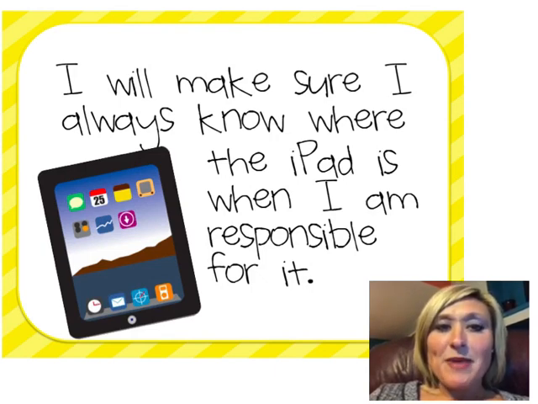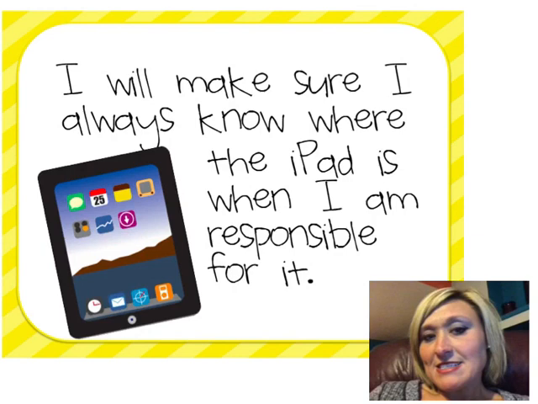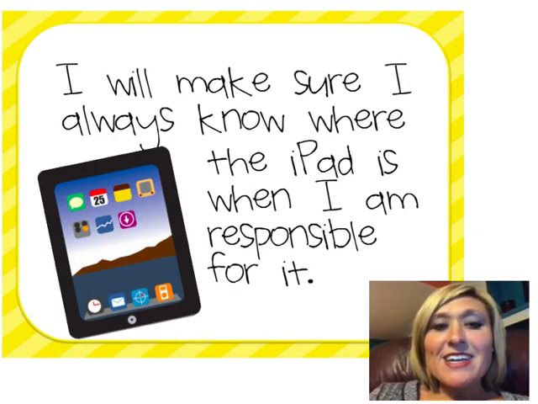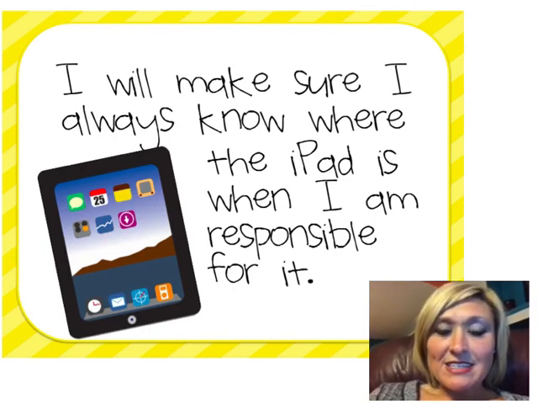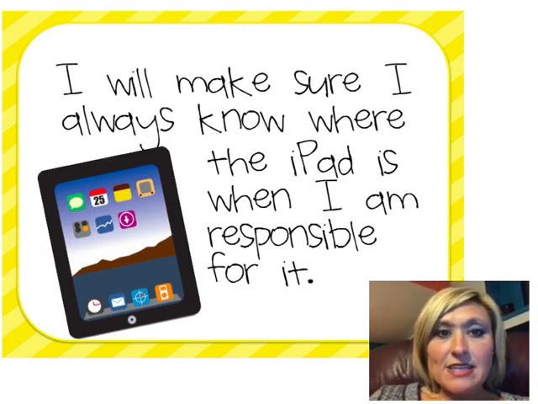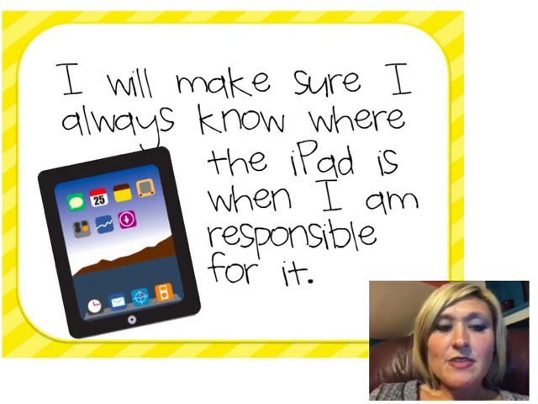If you're using your iPad away from your desk, maybe at a center table or on the floor, it's important that you know where it is and that it's safe. Imagine if you'd accidentally leave your iPad laying on the floor. Someone could step on it and it would get damaged. It's very important that you know where your iPad is at all times and that it's safe.